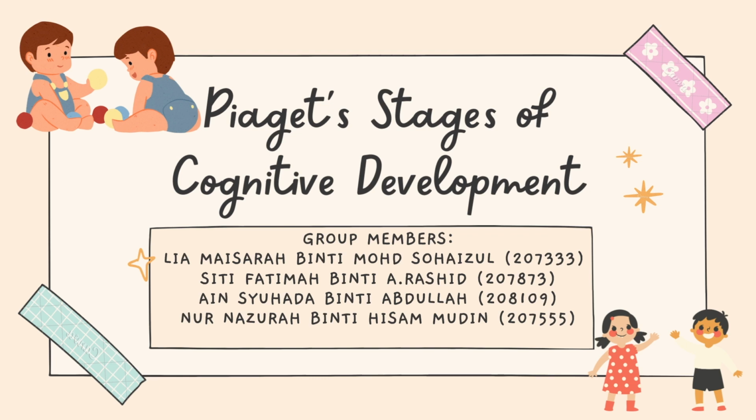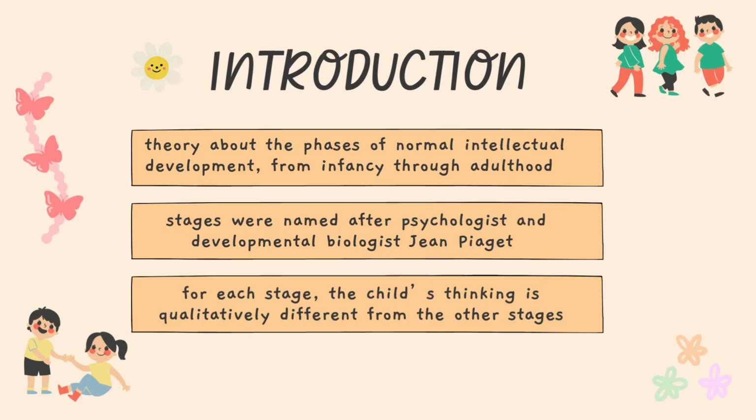We are from Group 7 and we are going to present about Piaget stages of cognitive development. So, we will start with the introduction first. What are Piaget stages of development? It is a theory about the phases of normal intellectual development, which is from infancy through adulthood. This includes thought, judgment, and knowledge.